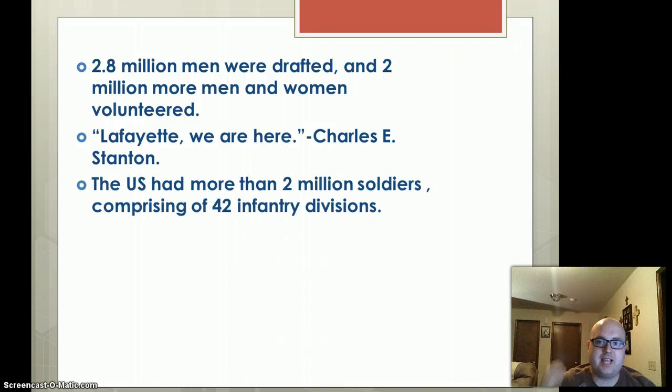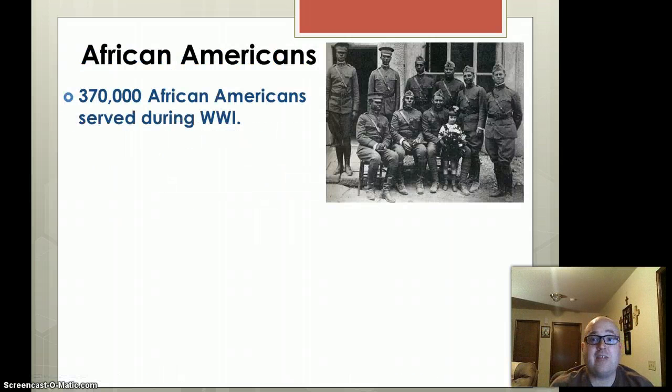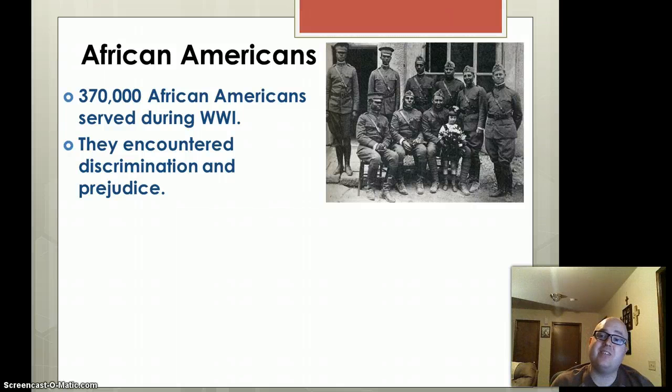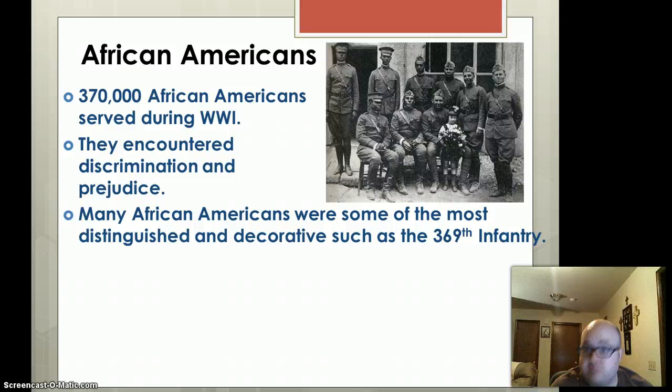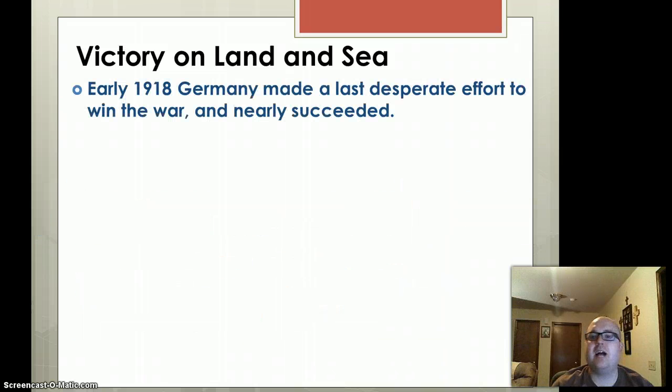Right? And the U.S. had more than 2 million soldiers of over 42 different infantries, and many African-American infantries as well. 370,000 African Americans served during the war. That's a lot. Right? They encountered discrimination and prejudice, just like at home. Not a whole lot better. Many African Americans were some of the most distinguished and decorated. The 369th Infantry, for example. And so many African Americans did serve in the war and were a big part of the war.